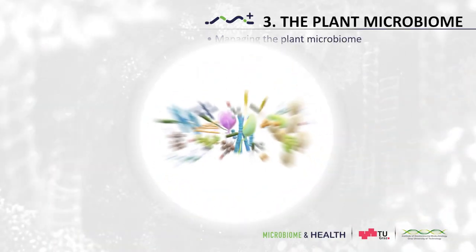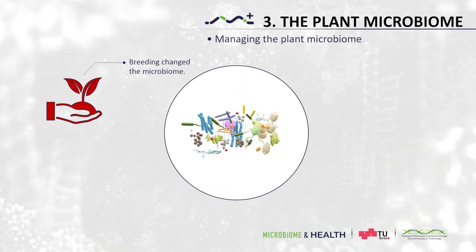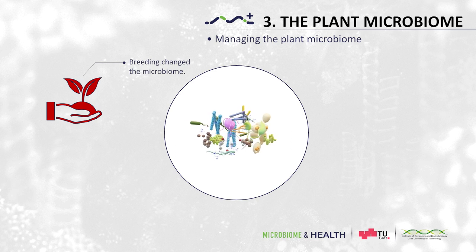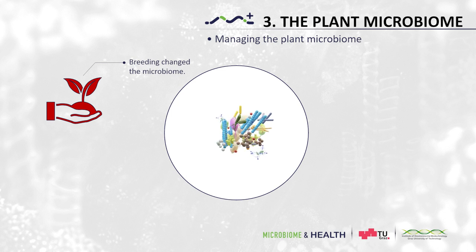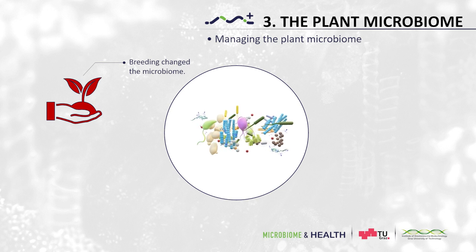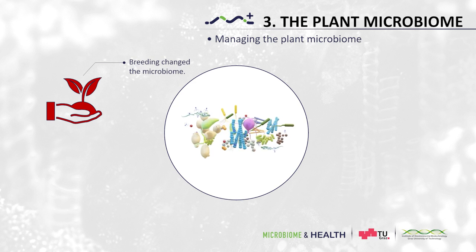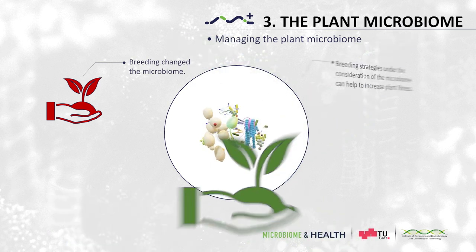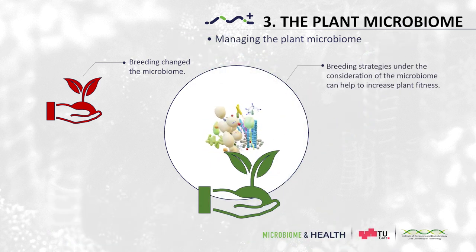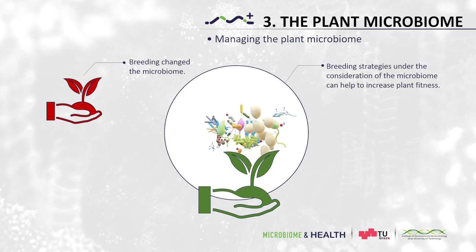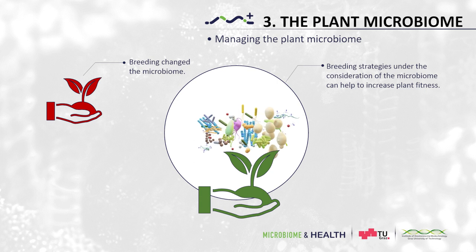But also breeding changed not only plant characteristics towards desired properties such as increased productivity and yield, but unintentionally it also changed the plant microbiome. And again, as a consequence, several of our croplands show a reduced ability to cope with biotic and abiotic stress. However, knowing that provides us also opportunities to develop breeding strategies under the consideration of the microbiome. This means, with breeding, we can select for specific plant traits that enrich beneficial microorganisms.